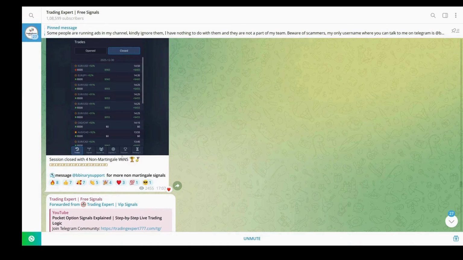Here, you can see the final result. We won 4 non-martingale trades. All of our trades in this session were non-martingale.